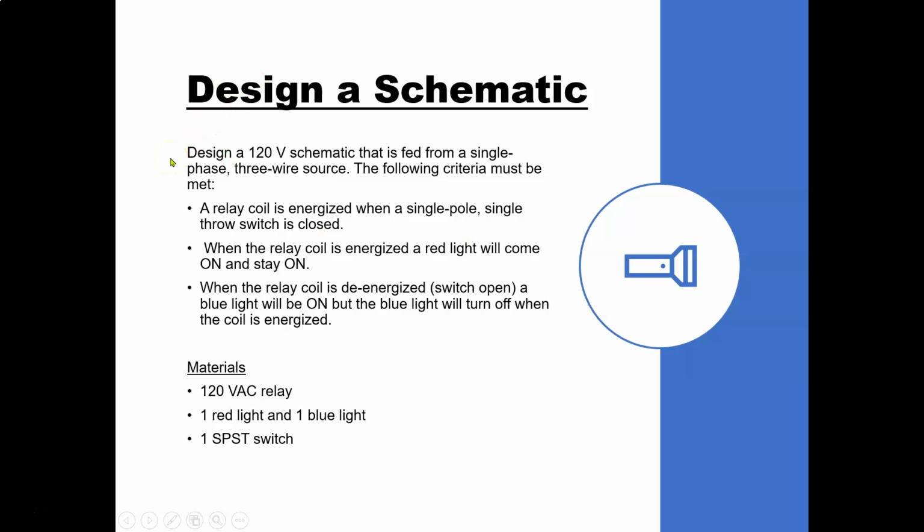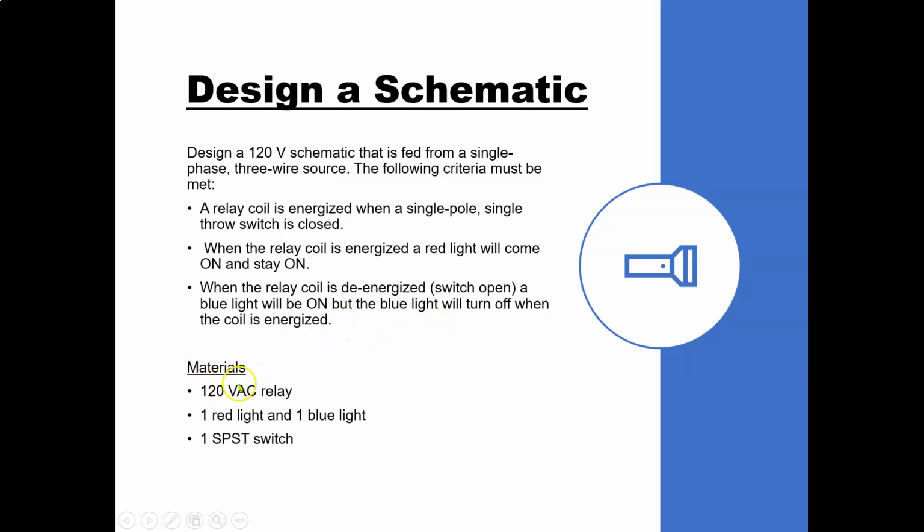All right, so designing a schematic diagram. Okay, design a 120 volt schematic that is fed from a single phase 3-wire source. The following criteria must be met. A relay coil is energized when a single pole, single throw switch is closed. Okay, so that's going to be my control device. When the relay coil is energized, a red light will come on and it's going to stay on. When the relay coil is de-energized, so the switch is opened, a blue light will be on, but the blue light will turn off when the coil is energized.